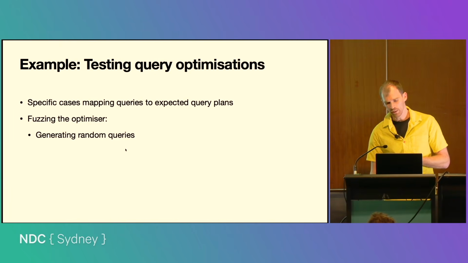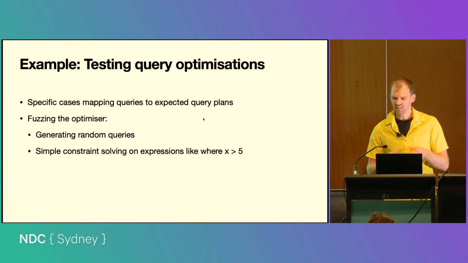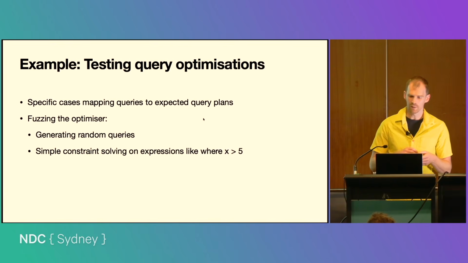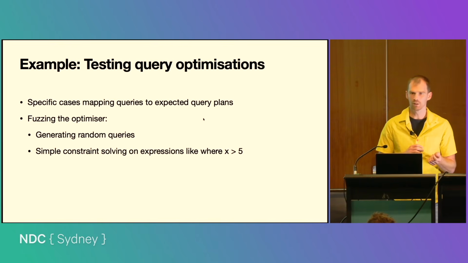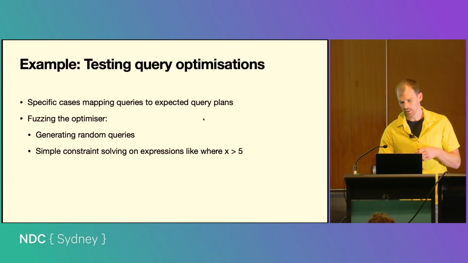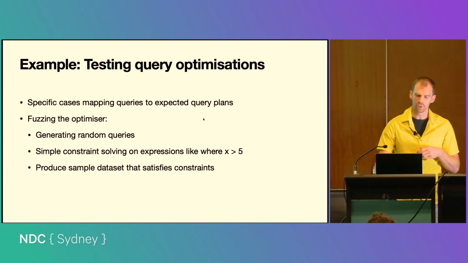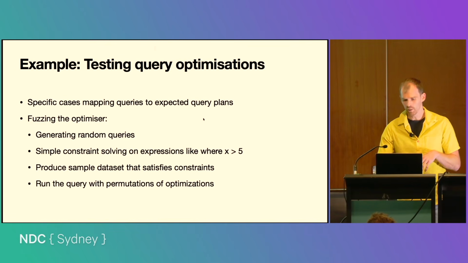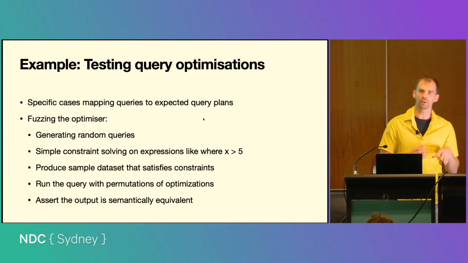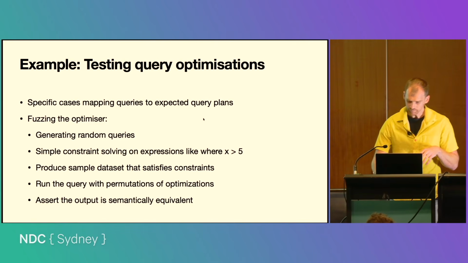So it generates some random queries. It does some basic constraint solving. So when it sees something like x is greater than 5, it knows x is numeric and it has to be greater than 5 in order to exercise the query. We then produce a sample data set that satisfies those constraints. We then run the query with permutations of optimizations, and we make sure that the resulting query is semantically equivalent.